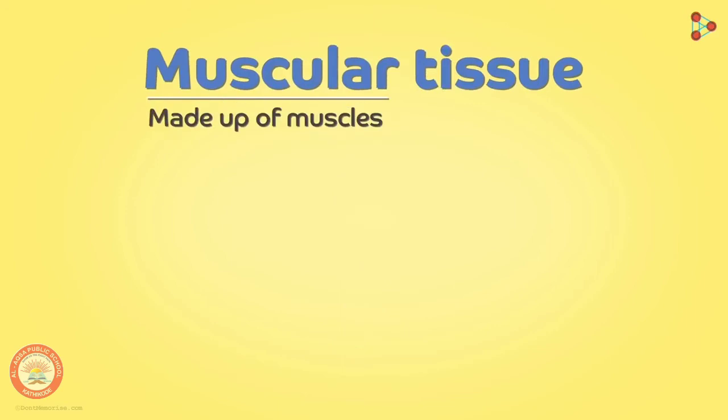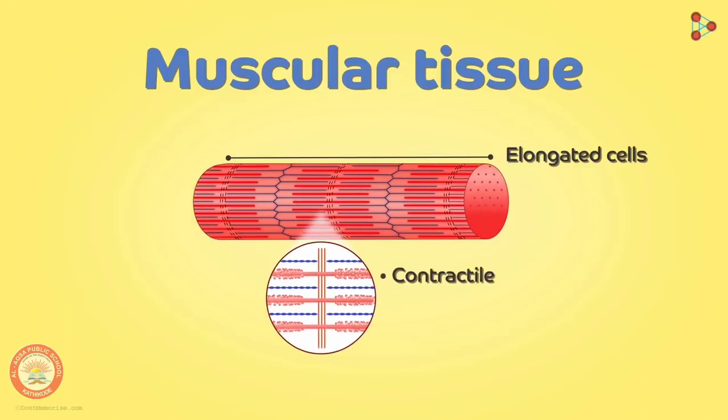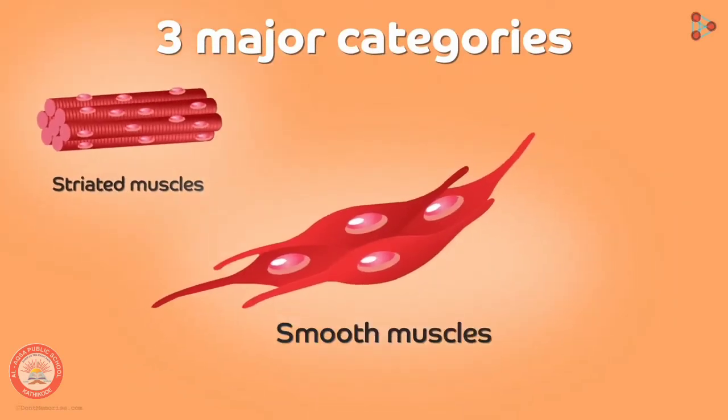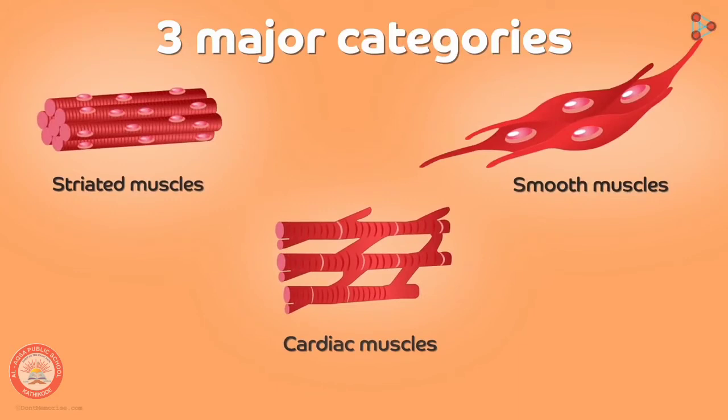Muscular means made up of muscles. The cells of this tissue are elongated and made up of contractile proteins. Contractile proteins help in the contraction and relaxation of muscles. The contractile proteins present in muscles are actin and myosin. Muscular tissue are of different types. There are three major categories: striated muscles, smooth muscles, and cardiac muscles.